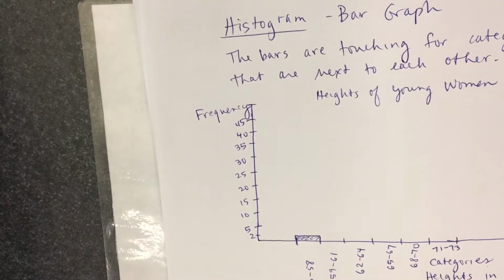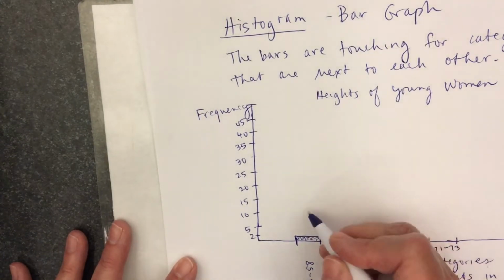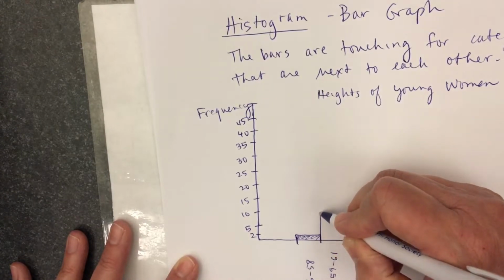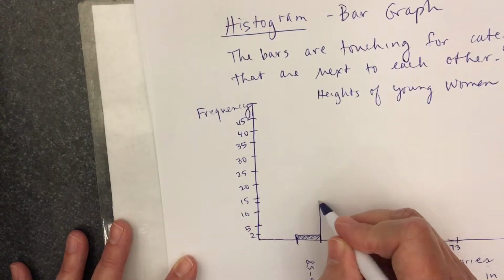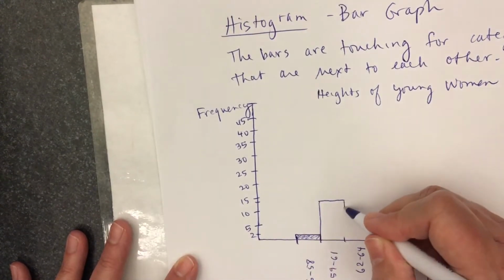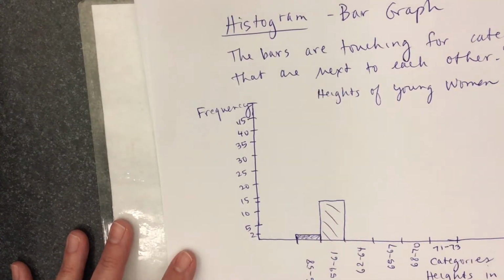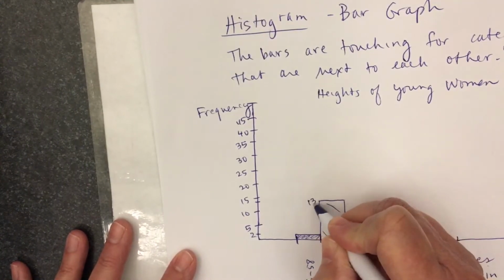The 59 to 61, there were 13 people. That'll be right up against the previous bar. Take your best guess there where 13 is. Goes up to a height of 13. Now normally we wouldn't write on the side, but I might write on the side 13.